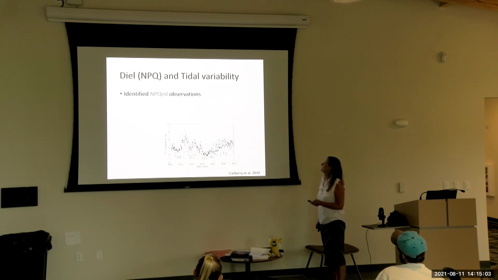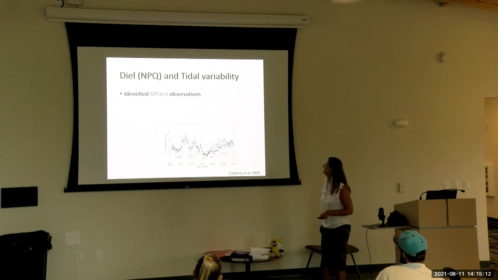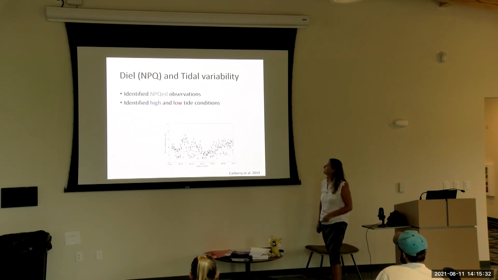So what he did first was he took all of his observations and he figured out which ones were quenched based upon irradiance. And those are the gray dots, right? There's a lot of quenching out here. Then he identified which of those hourly observations were associated with the high tide, the maximum high before the turn, and which were associated with the low tide. And he color coded those. So high tide is blue, low tide is red.